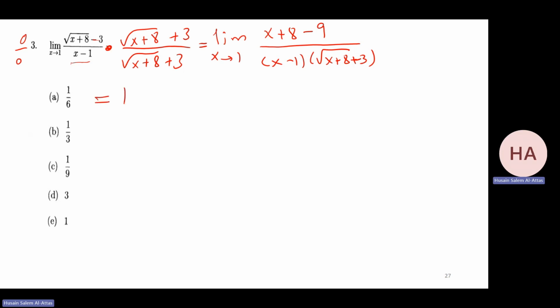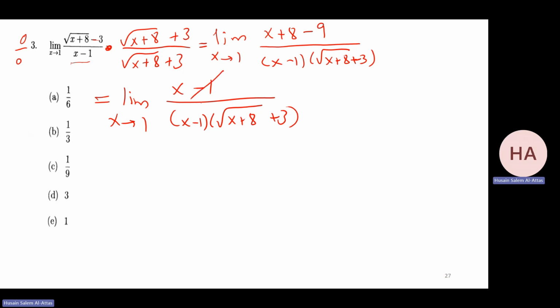What is this? This is x minus 1 over x minus 1, square root of x plus 8 plus 3. So this is cancelled. Substitute. You'll get 1 over 6. This is square root of 9, 3 plus 3, so it's 1 over 6.